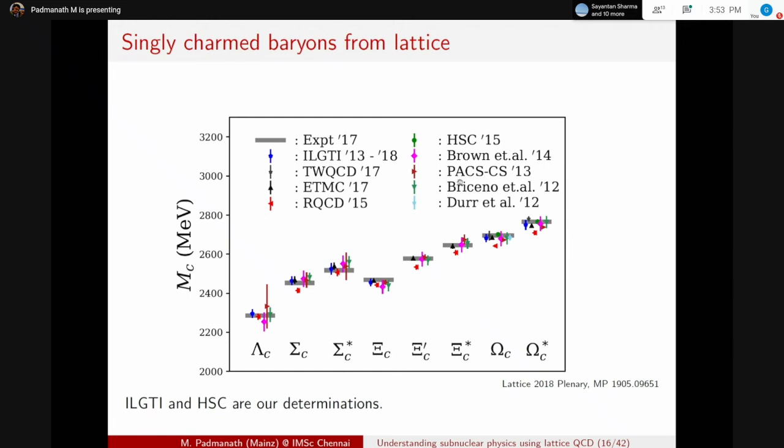Brisino et al., if I remember, do a continuum extrapolation. C does a continuum extrapolation, while Hadron Spectrum, which is our own calculation, ILGTI, does a continuum extrapolation. Hadron Spectrum does a continuum extrapolation. QCD also does not do a continuum extrapolation, but still you can see, even with all these different systematics, they do agree very well.